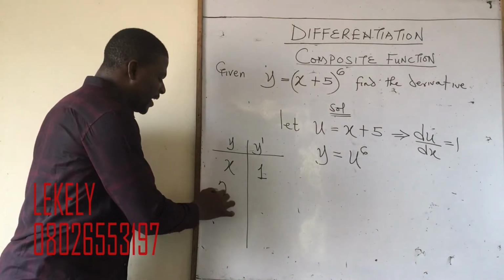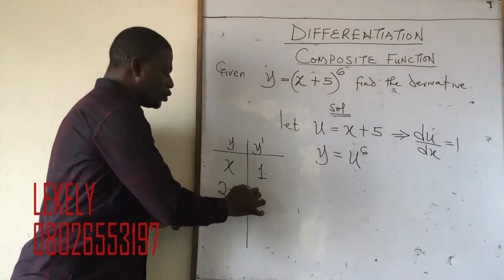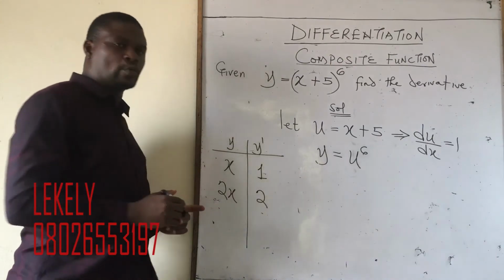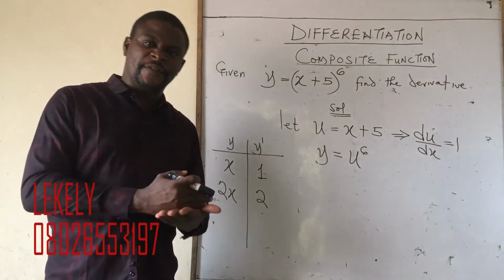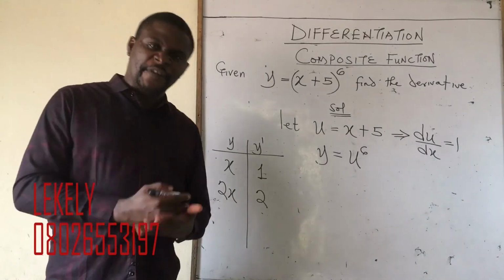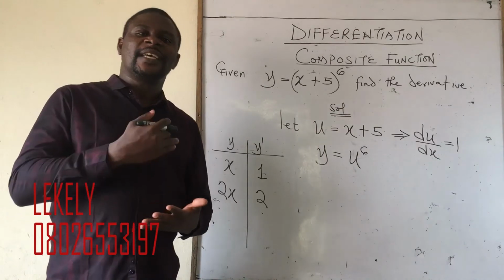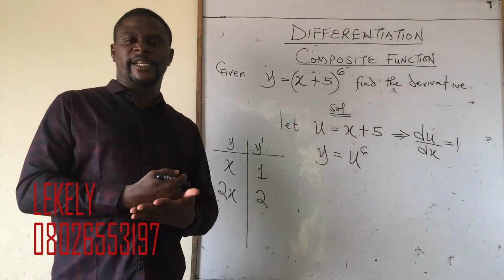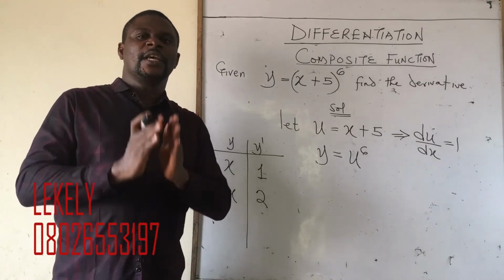Now, once you are differentiating a number with a letter, it will give you that number. So differentiate 2x, it will give you 2. Differentiate 10x, 10. Differentiate 50x, 50. Differentiate 50m, 50. Differentiate 92y, 92. Differentiate 73k, 73. Anytime you have a number and a letter and you want to differentiate, it is going to give you that number.